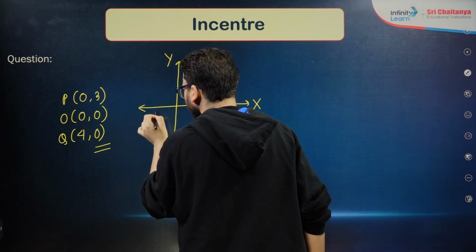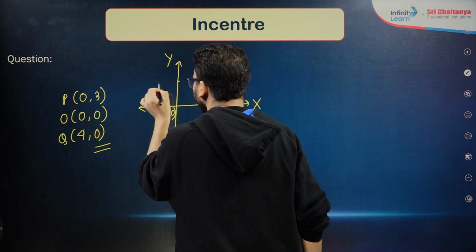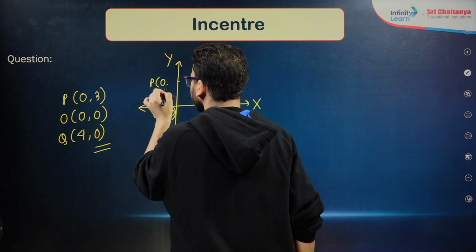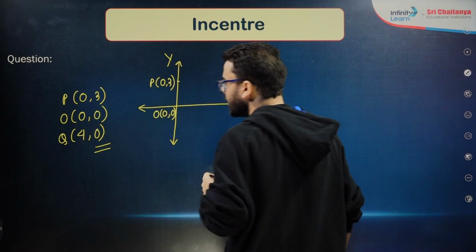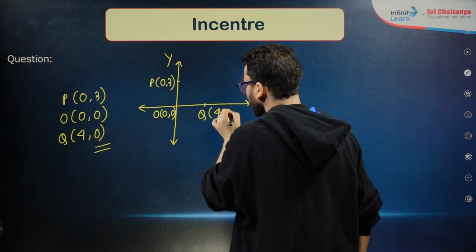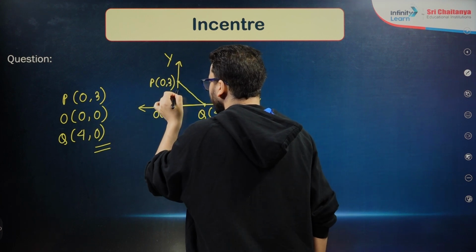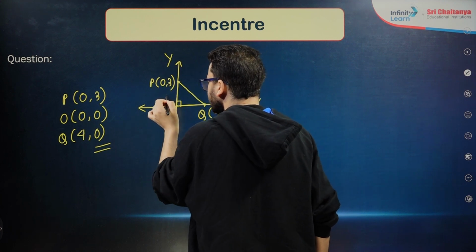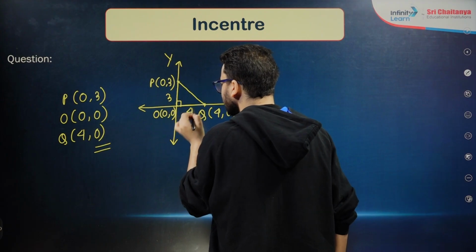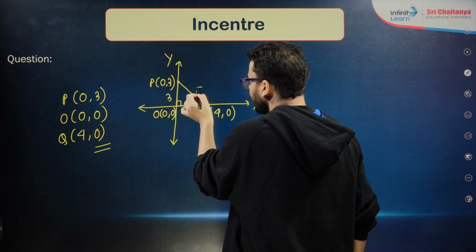So you see this is the origin (0, 0). And P(0, 3) will be on the y-axis because its x coordinate is 0, and Q(4, 0) will be on the x-axis because its y coordinate is 0. If you join them, you will get a right angle triangle, guys, where this side is 3 units, this is 4 units. You can easily use the Pythagoras theorem over here. It will be 5 units.